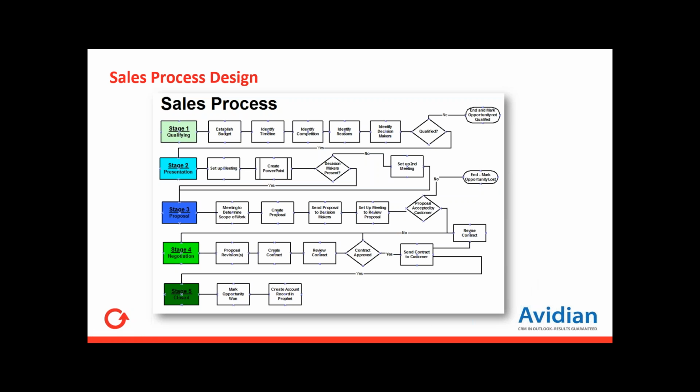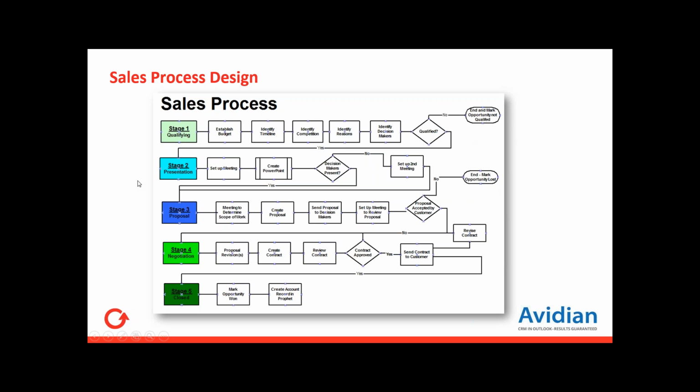and then there's a number of activities that go on with each stage. For example, in stage 1, qualifying stage, first you want to perhaps establish a budget, maybe identify a timeline, start identifying competition, maybe identify reasons that prospects might buy your product. Who are the decision makers? Identify them, and you want to capture all this information. At the end of this stage, you're basically going to make a yes-no decision. Is this prospect qualified, yes or no? If the answer is no, you can close out the record and move on, but if the answer is yes, you go to stage 2.